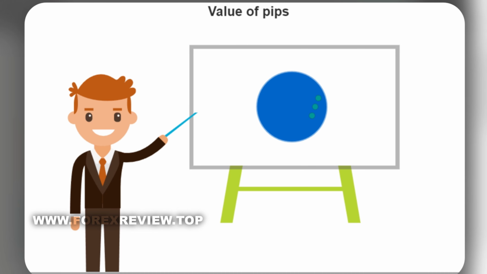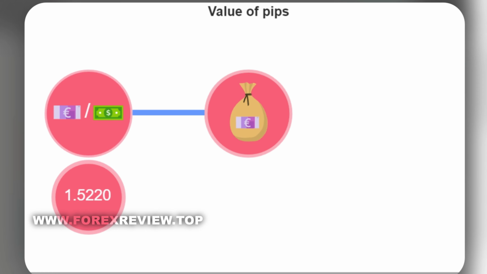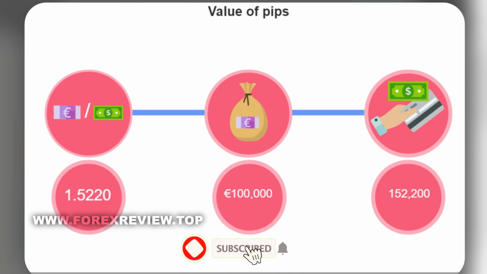Value of pips. Let's now learn what the value of every pip is within the confines of a particular transaction. If the exchange rate of the euro to dollar is 1.5220 and you want to buy 100,000 euros, how many US dollars do you have to pay? 152,200 US dollars, of course.